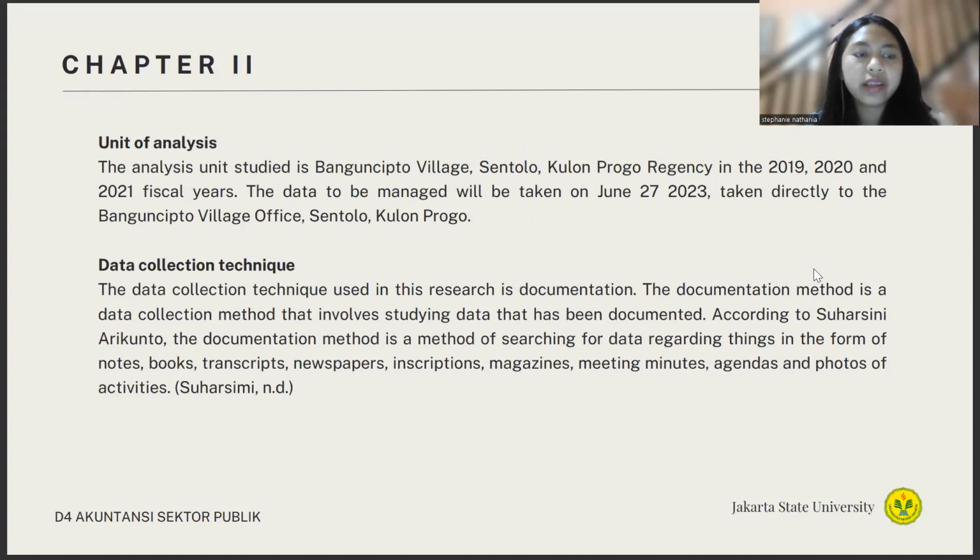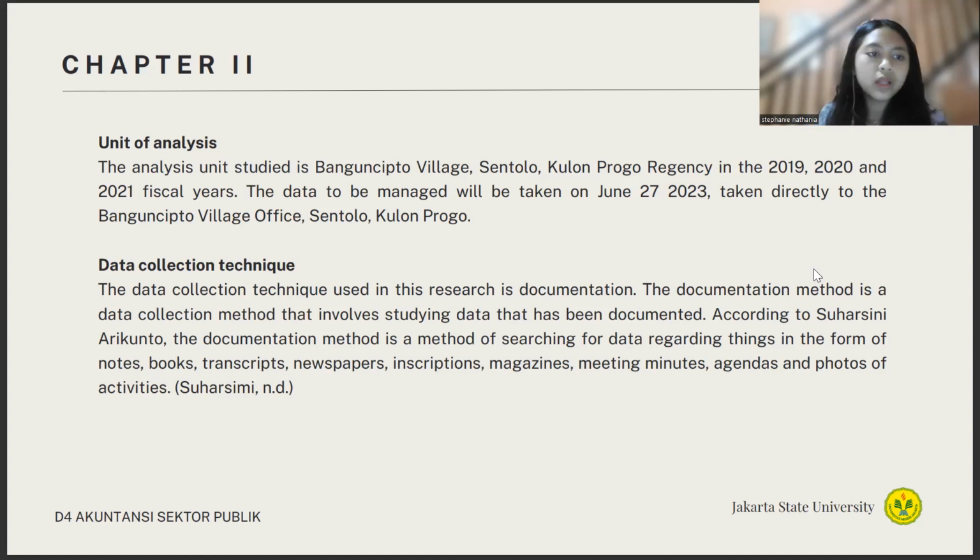Next is chapter 3, unit of analysis. The unit of analysis studied is Bangun Cipta Village, Sentolo, Kulon Progo Regency, in the years 2019, 2020, 2021 and 2022. Sorry, the data to be managed was taken on 27 June 2023, taken directly at the Bangun Cipta Village Office, Sentolo, Kulon Progo.